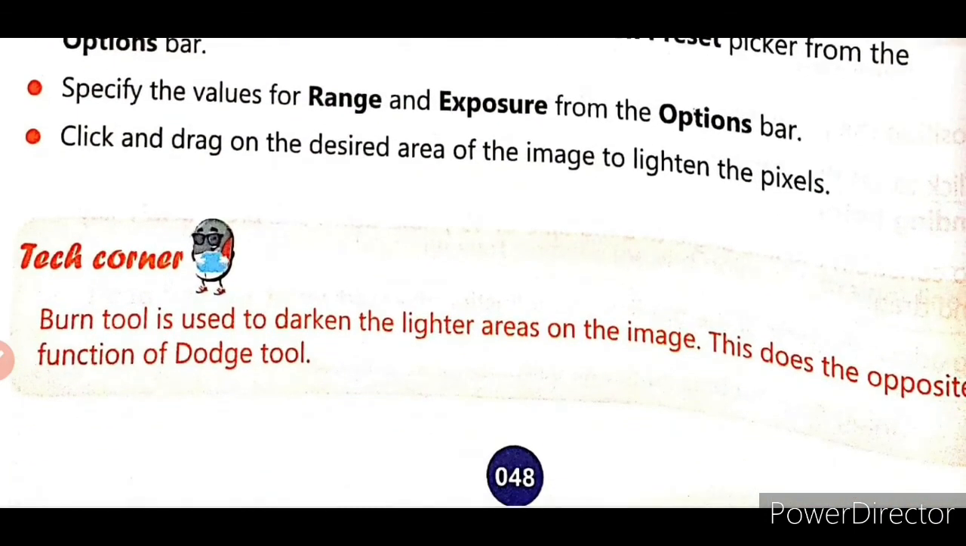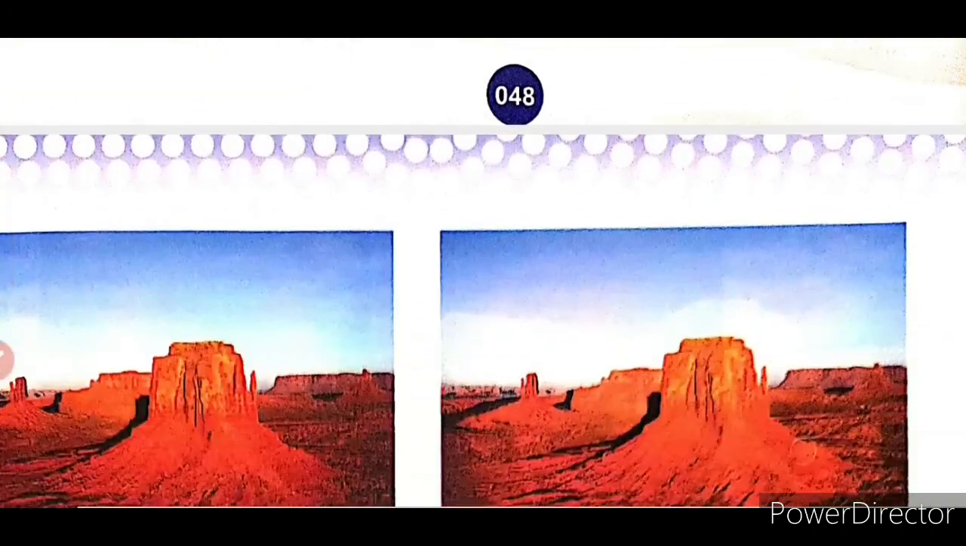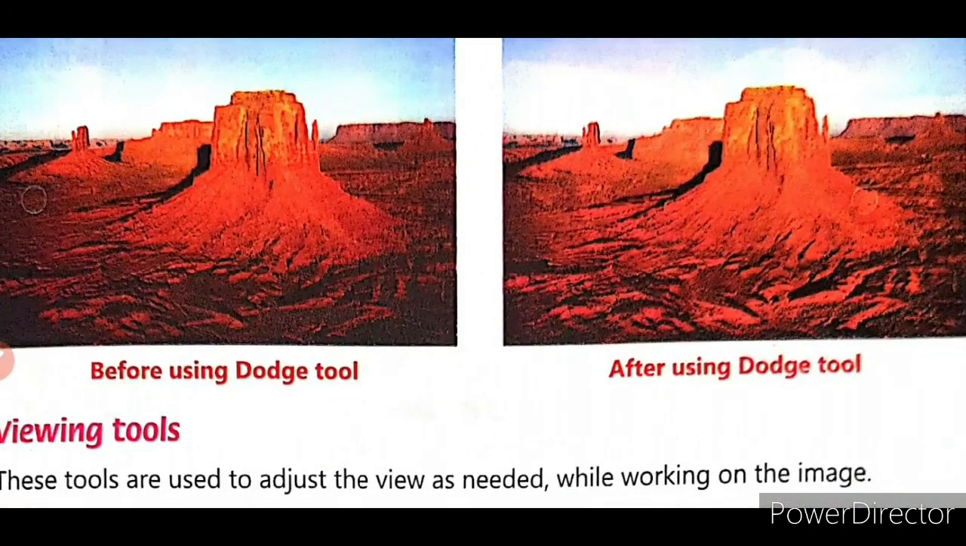Okay, see this tech corner. The burn tool is used to darken the light areas on the image. This does the opposite function of the dodge tool. The dodge tool is used to lighten the dark areas of the image, whereas this burn tool is used to darken the lighter areas of the image. Clear, children? See, it shows before using the tool. On your right it shows after using the tool. On your right side picture your image is lightened.